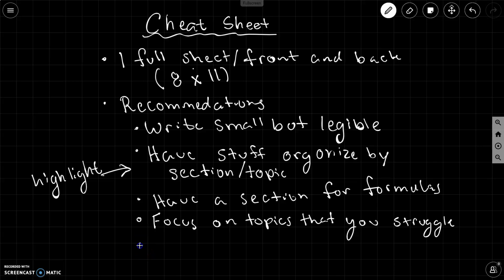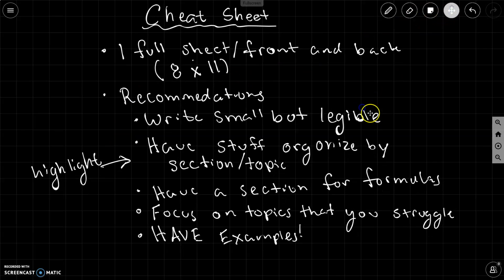And last but not least, have practice problems. Have examples. This is very, very important. If you just write down certain topics, sometimes you do not understand them without examples, so write down examples so you can understand. Remember, you have the front and back to use. It's all fair game. Use it as much as possible, but make sure it is legible.